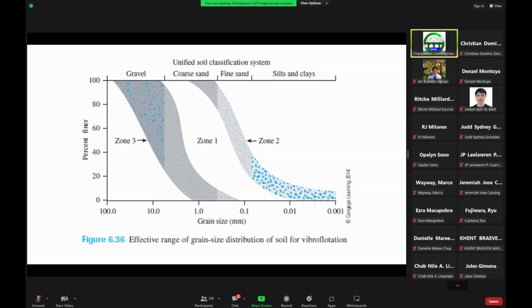Now, in our experience, when we do vibro compaction, such a technique in improving the ground is very sensitive to the amount of silt and clay materials. So there's only some minimal percentage that is allowed for the vibro compaction technique to be effective in the field.